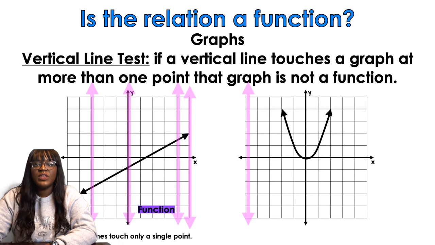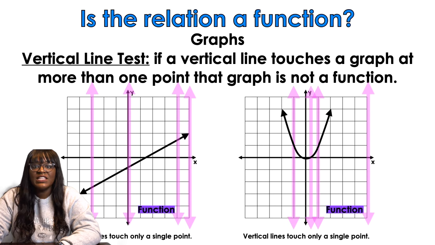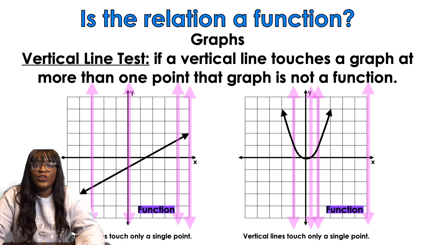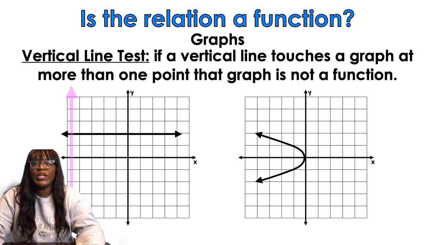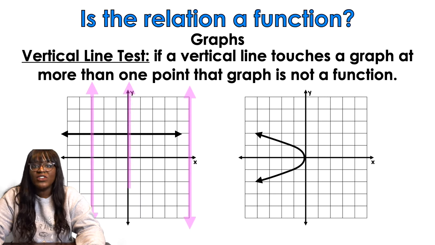So now we're going to swipe the next vertical line across. And no matter where the vertical line is, it only touches a single point. So guess what? This is a function. So now we're going to keep doing this process over and over again, right? So here we go, swipe across. I'm drawing vertical lines. No matter where my vertical line is, guess what? It is a function. So that's great for us.